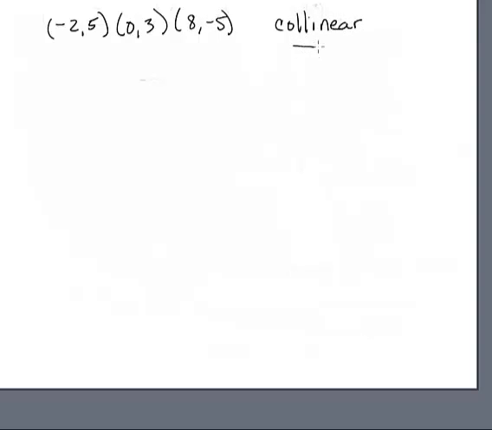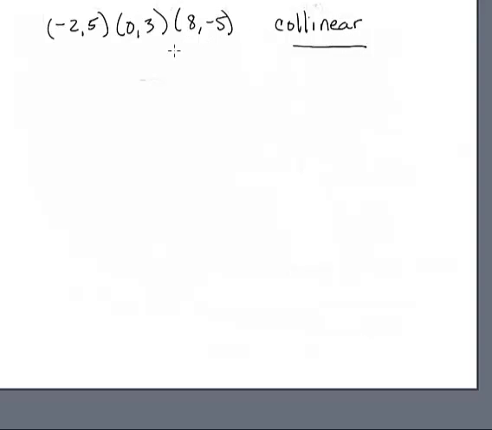Okay, so now we're on to our last problem, and that is I want to show if these points are collinear, and we'll have to talk about that word. Collinear means they all fall in a straight line.